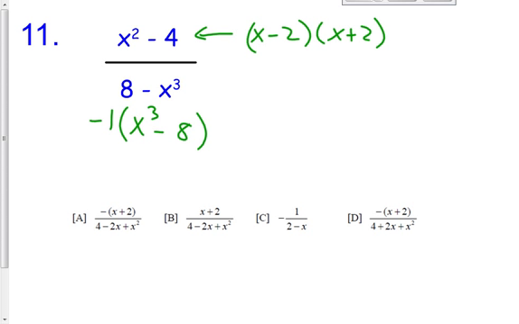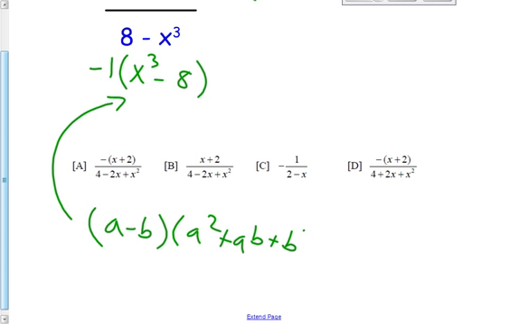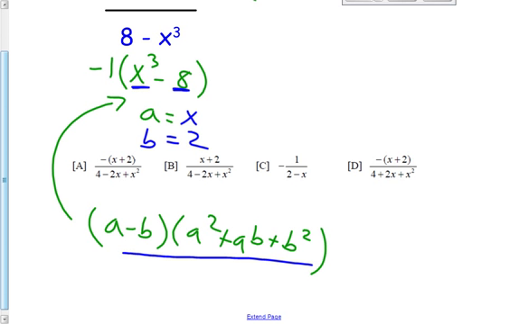Now hopefully you all see that you have the sum and difference of two cubes formulas on your sheet. This right here is the difference of two cubes, which factors into a minus b times a squared plus ab plus b squared. So if that's the case, our a value is the cube root of x cubed, which is x. b is the cube root of 8, which is 2. Now we're just going to put x and 2 into this formula.